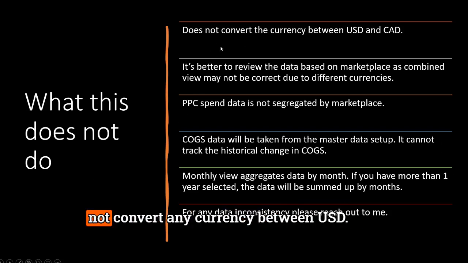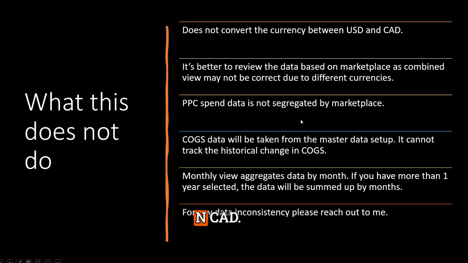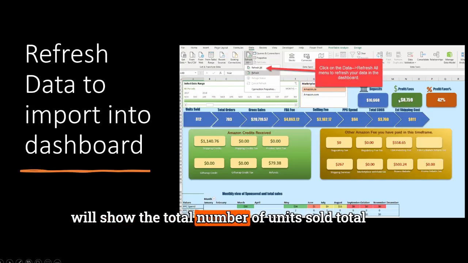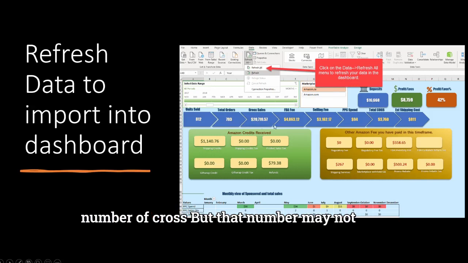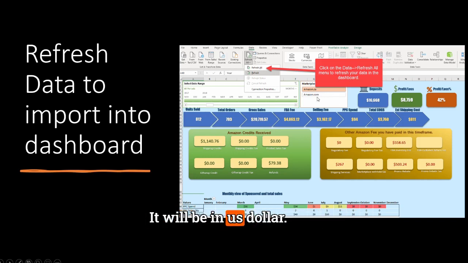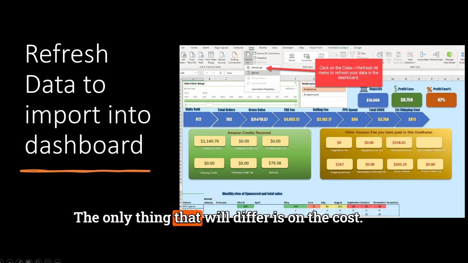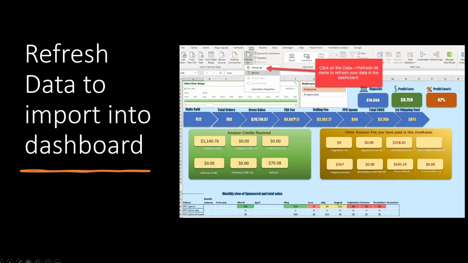There are certain things that this report does not do, and I just wanted to call this out: it does not convert any currency between USD and CAD. Suppose you have removed all the filters, it will show the total number of units sold and total gross sales, but that number may not be correct, especially the sales, because for Canada it will be in Canadian dollars, for US it will be in US dollars. The conversion does not happen and it will add up together. I think it's better to see these data separately rather than as combined data. But at least the number of units will be the same. The only thing that will differ is the cost.